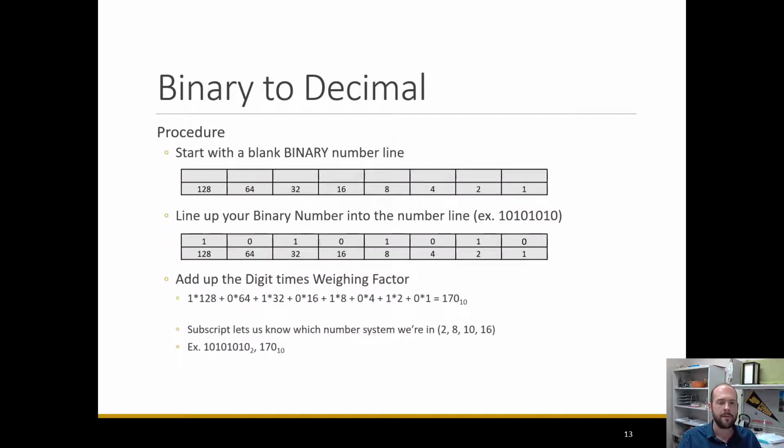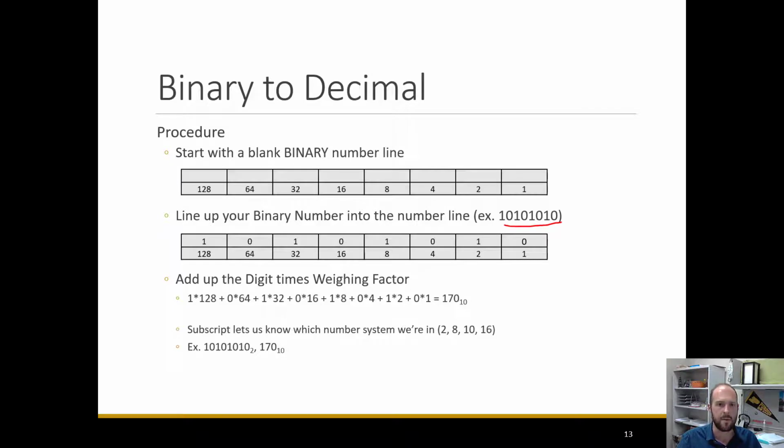So how do we get from binary, which is a language of ones and zeros, to decimal? Well, we can use this number line and the known weights to do that. So say you have this 8-digit binary number. You would line it up in your number line according to the weights, aligned to the right-hand side, and then just add up the weighing factors.